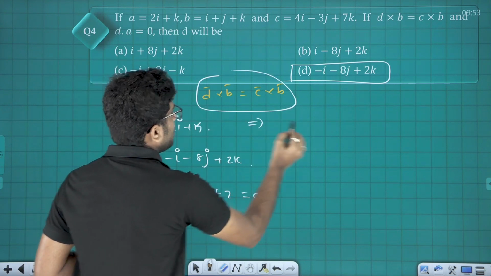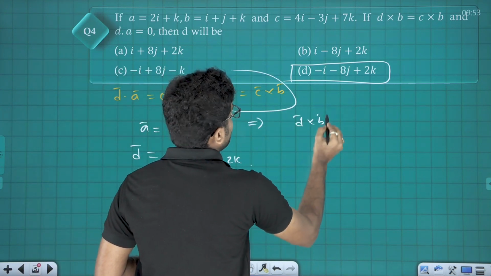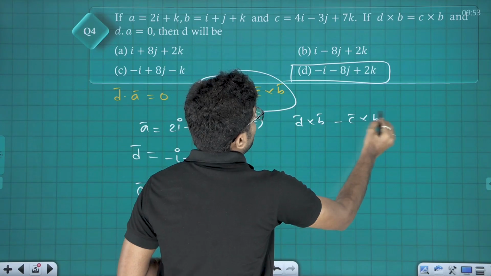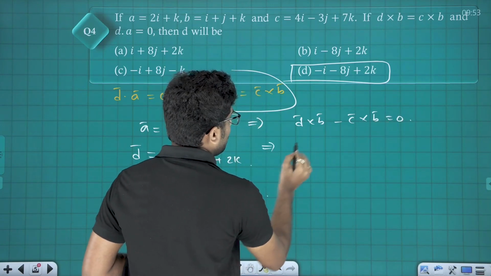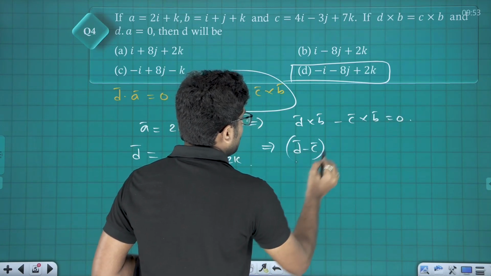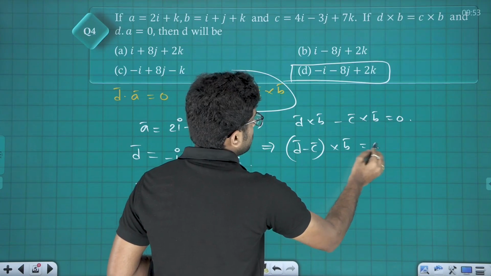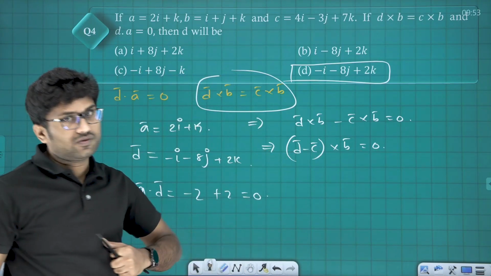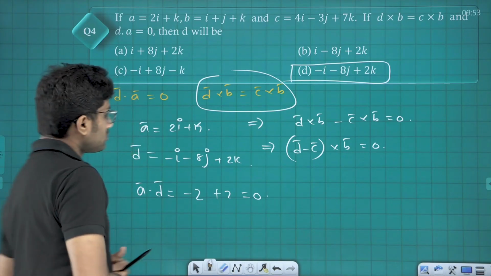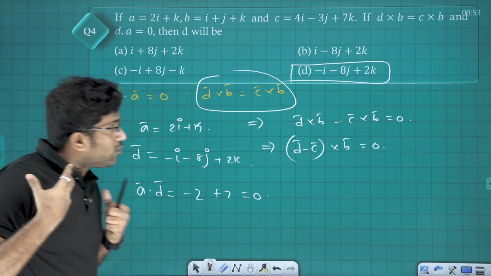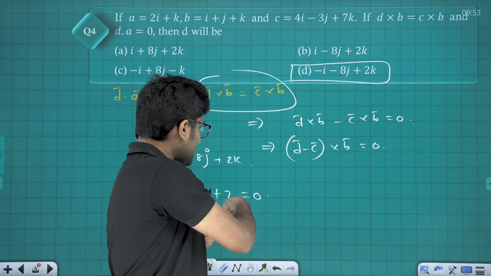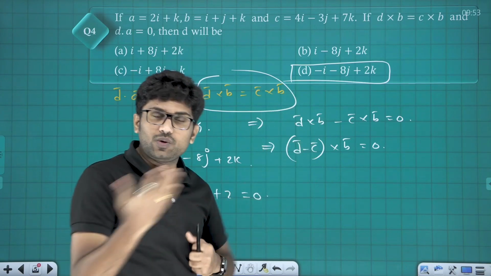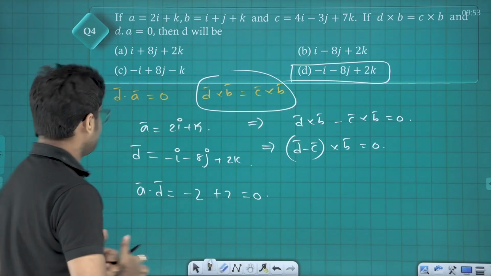From this case, what we get? D bar cross B bar minus C bar cross B bar is equal to 0, correct? So that means D bar minus C bar cross B bar is equal to 0. Even from this, if the same option also verifies this, that will be our answer. Clear? Whenever more than one option satisfies this case, then you will go for that. If only one option satisfies, that will be the answer.